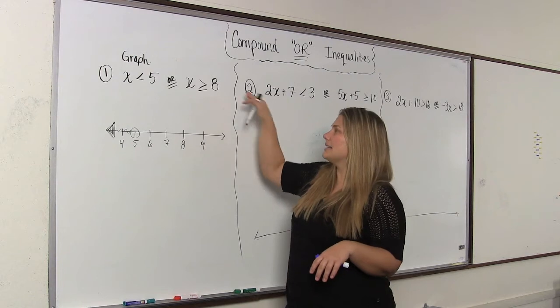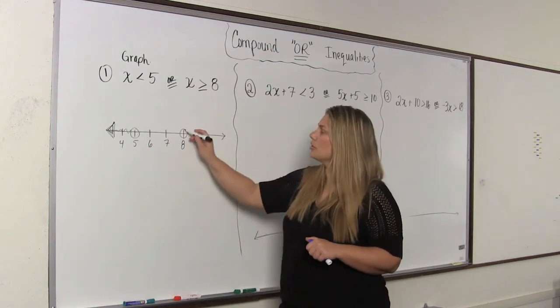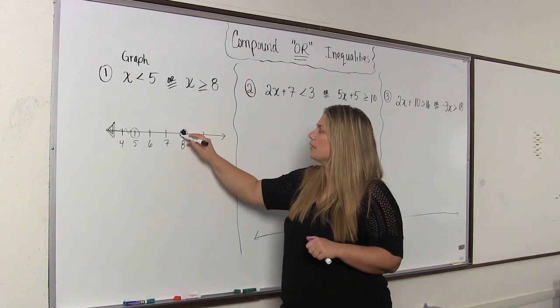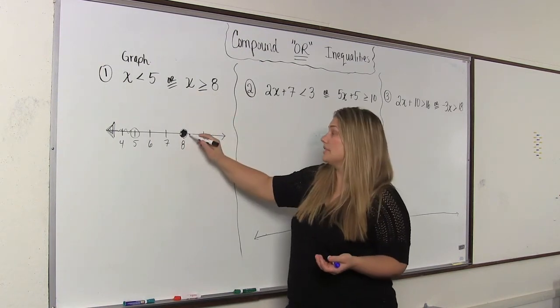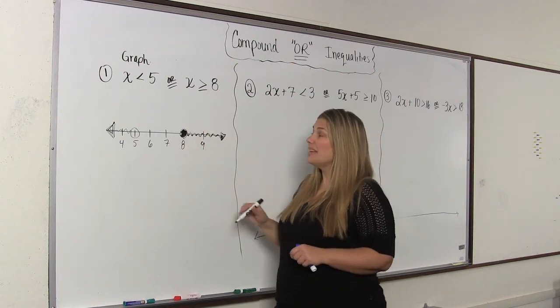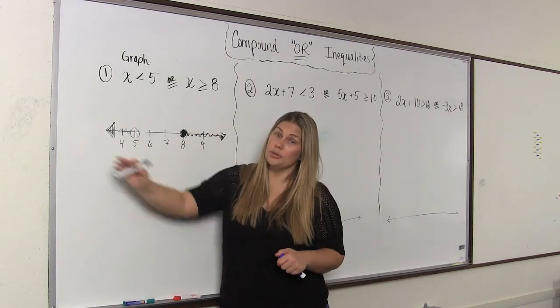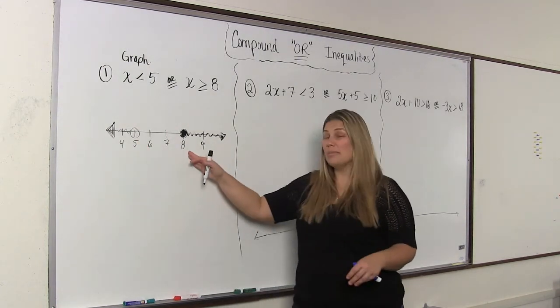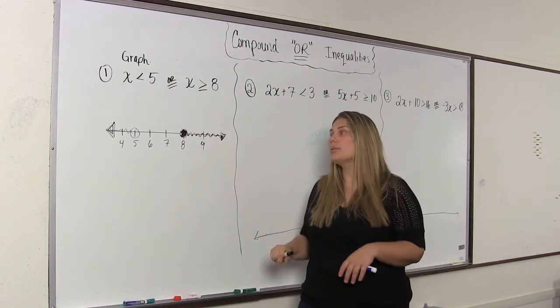Or it says x is greater than or equal to 8. So at 8, I'm going to put a closed circle because it can equal. And if x is greater, well, greater numbers than 8 go to the right. So basically, x can be any number less than 5, 4, 3, 2, 1. Or it can be any number greater than or equal to 8. So 8, 9, 10, 11, 12.